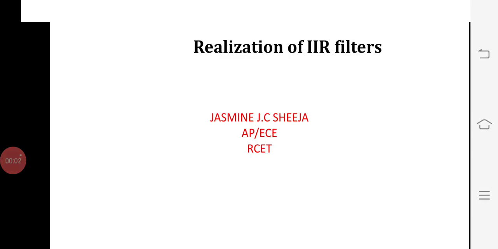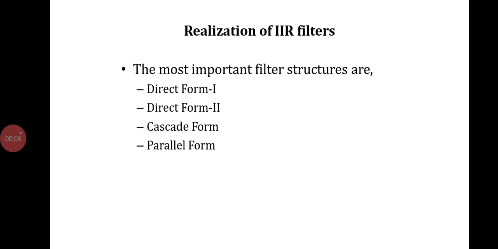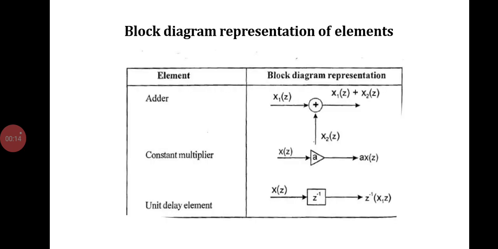Now we can see the realization of IIR filters. While we are realizing the IIR filters, the filters can be realized by using direct form 1, direct form 2, cascade form and parallel form.